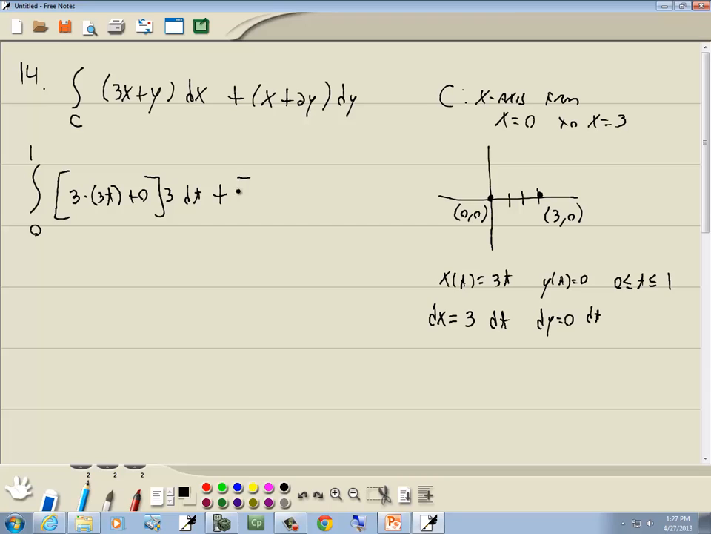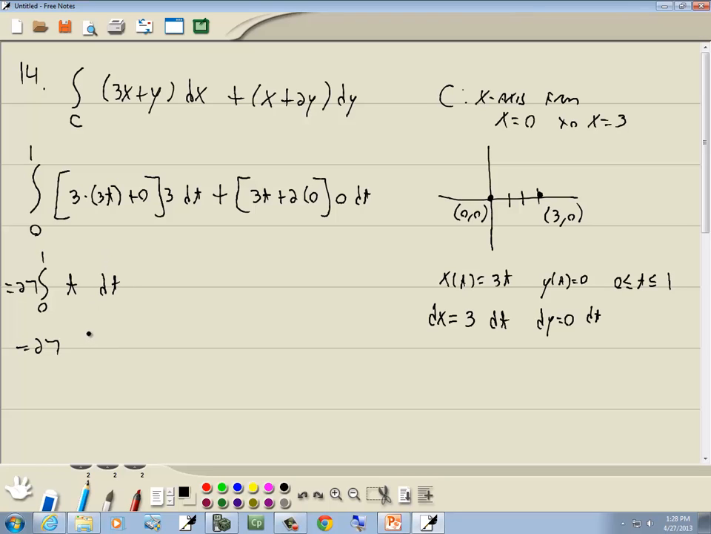Plus x. X we said was 3t. Plus 2 times y, and y is 0, times dy. Well, that's 0 dt. Well, 0 times all this causes this to drop away. That 0 drops away. 0 to 1. We got a 3 here, 3 here, 3 here. That gives us 27. So I can put the 27 out in front, and we're left with a t there, dt.